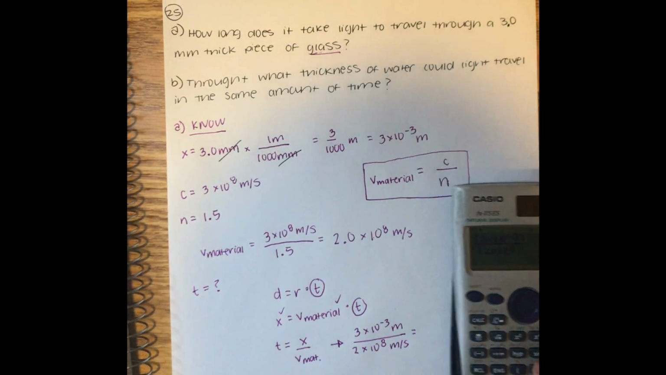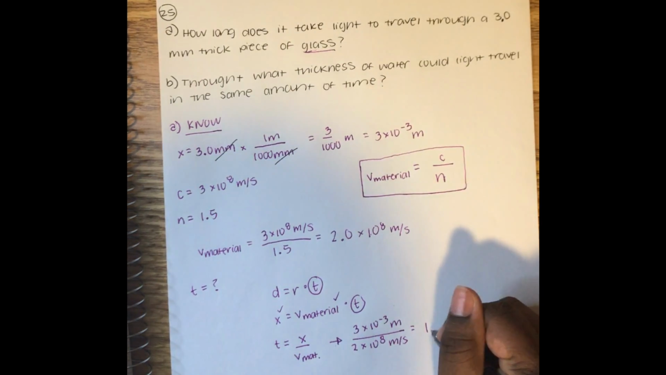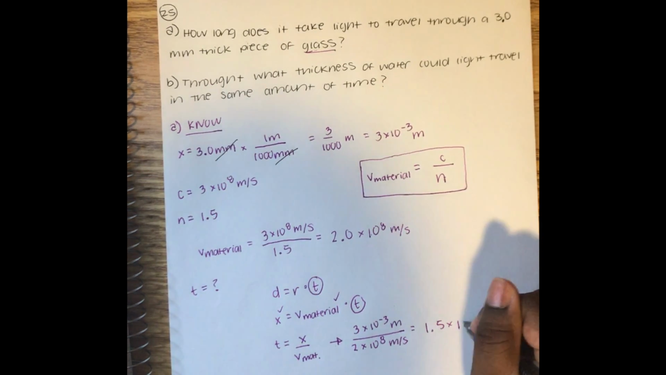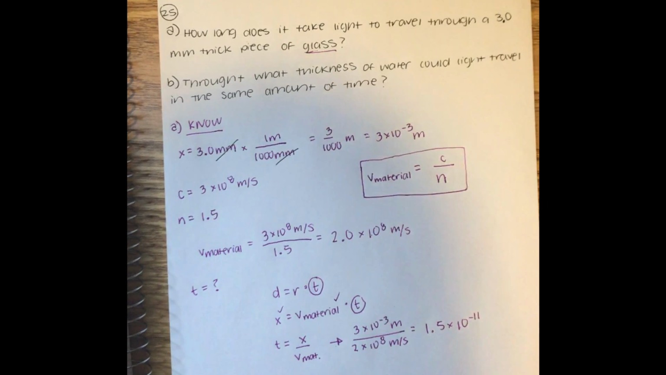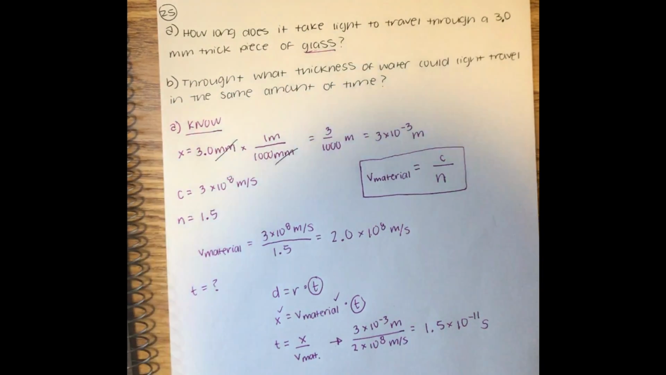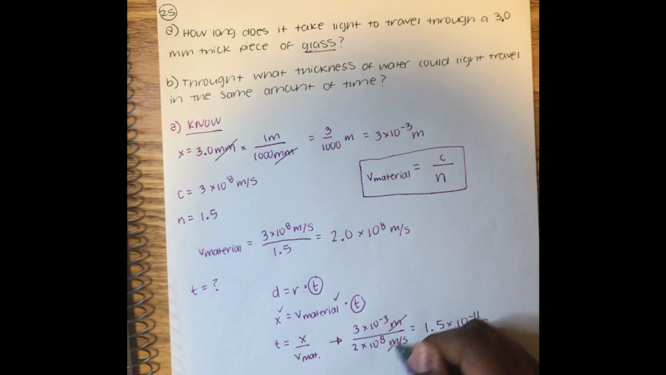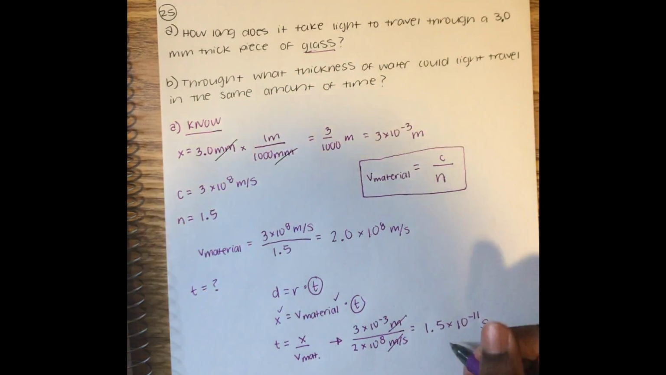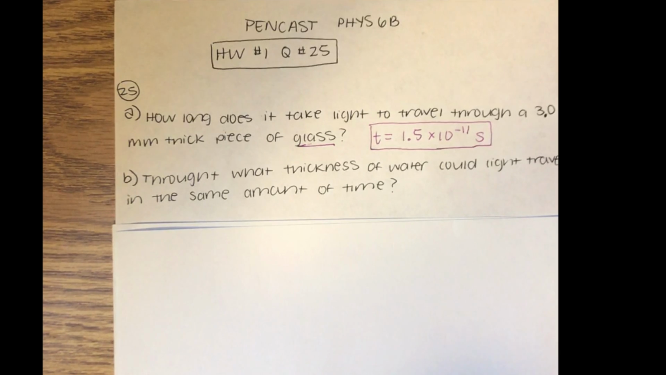we'll get 1.5 times 10 to the negative 11 seconds. Because remember, we're finding out t. The units for that is seconds, and our meters will cancel out. So all we have is seconds left. Now that we've figured part A, we can move on to part B.